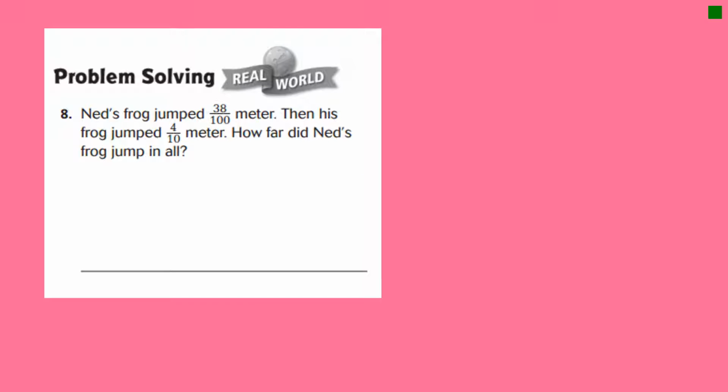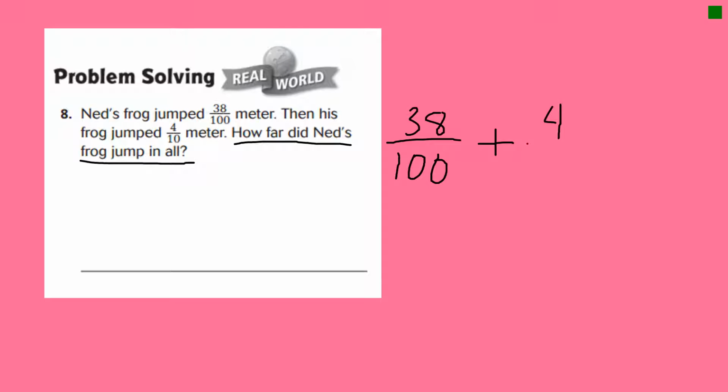All right, let's go to the bottom. It says Ned's frog jumped 38 hundredths meter. Then his frog jumped 4 tenths meter. How far did Ned's frog jump in all? So we have 38 hundredths. He jumped, the frog, and then the frog jumped 4 tenths more. And they want to know, how far did the frog jump in all? Well, we're going to add those two jumps, aren't we? 38 hundredths and 4 tenths.